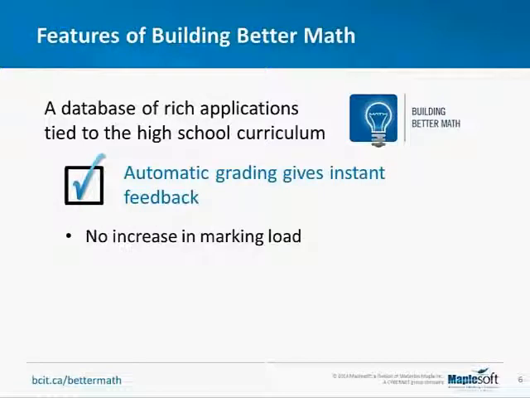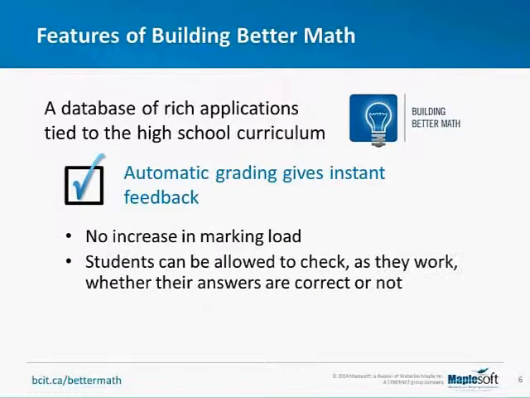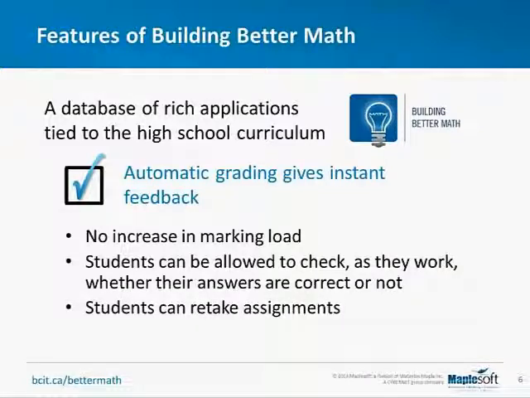At the discretion of the teacher, students can be allowed to check whether their answers are correct or not through a feature called How Did I Do? This gives students a chance to correct errors as they work. The automatic grading and the How Did I Do feature give students feedback at the moment when it's most relevant to them, and most likely to allow them to improve their skills. Students can take assignments as many times as they want without adding to marking. And full solutions are available for teachers, and these can also be made available to students.